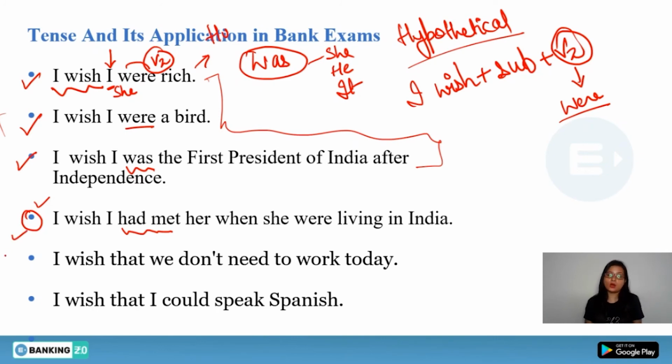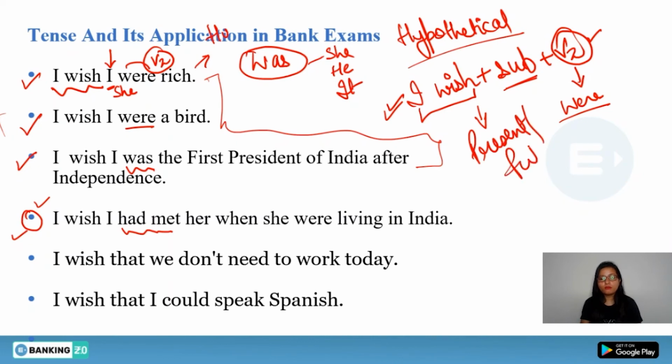What is the difference now? When you have "I wish" and then a subject and then the second form of the verb, it is talking about a hypothetical situation of present or future. You are regretting something or you are imagining something that it should be done in this way, or "I wish" if it is possible, but it is not.